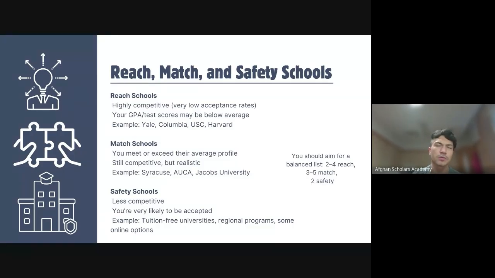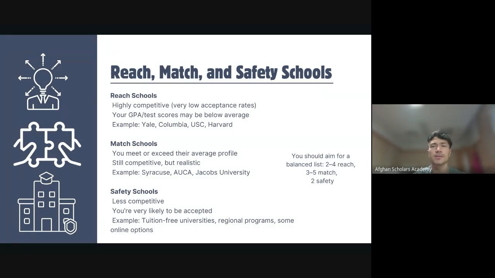For example, top tier schools like the Ivy Leagues, where your GPA or test scores may be below average. So these are reach schools, for example Columbia or Yale or USC or Harvard. These are schools where you do not meet some of the qualifications. For example, they require you to have a 4.0 GPA or at least 3.9, but your GPA is, let's say, 3.7 or 3.8. So that's a reach school for you. Or there are other factors that you may be lacking, or sometimes you don't.